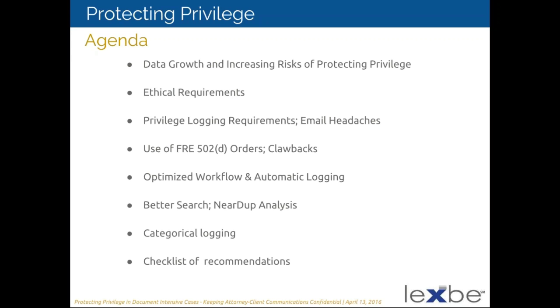The agenda here, what we'll be covering, will be going over the data growth and why this affects privilege so much, what the general ethical requirements are for attorneys, privilege logging requirements and particularities that we have of certain types of ESI, email most particularly, use of federal evidence 502 orders, clawbacks, and similar things, how to optimize a workflow in a modern litigation review system with automatic logging, how to do better search, what near-dupe analysis is, categorical logging, which I think has got tremendous potential and not that many people know about it, and then we'll close with a checklist of recommendations.